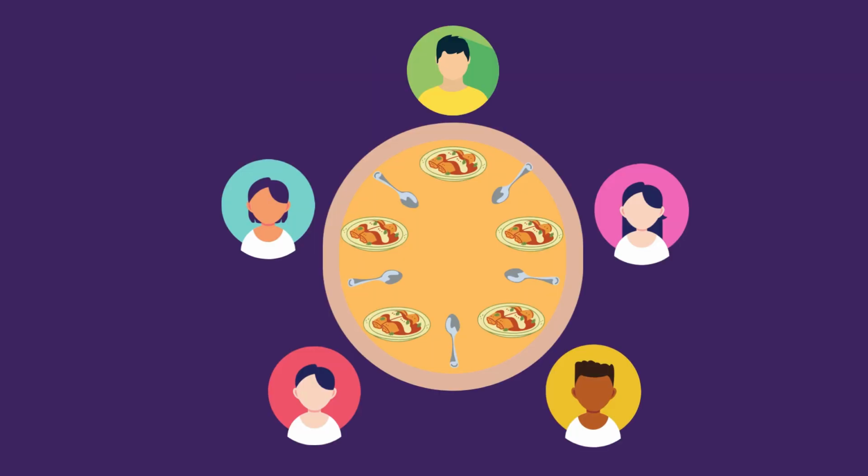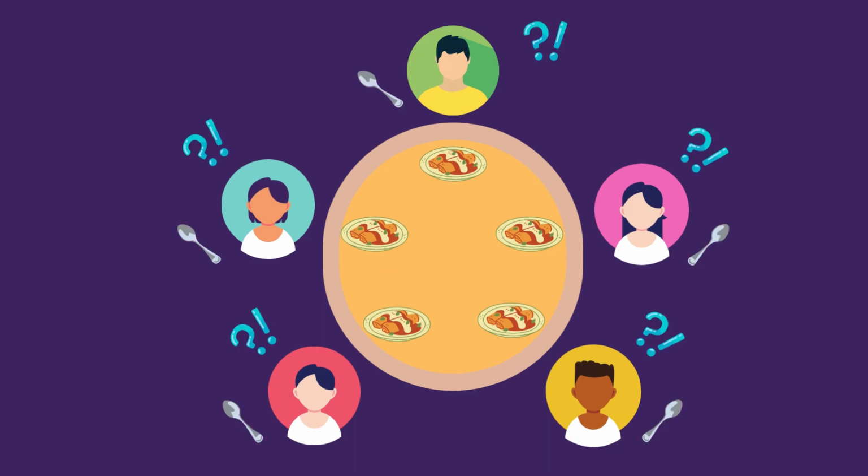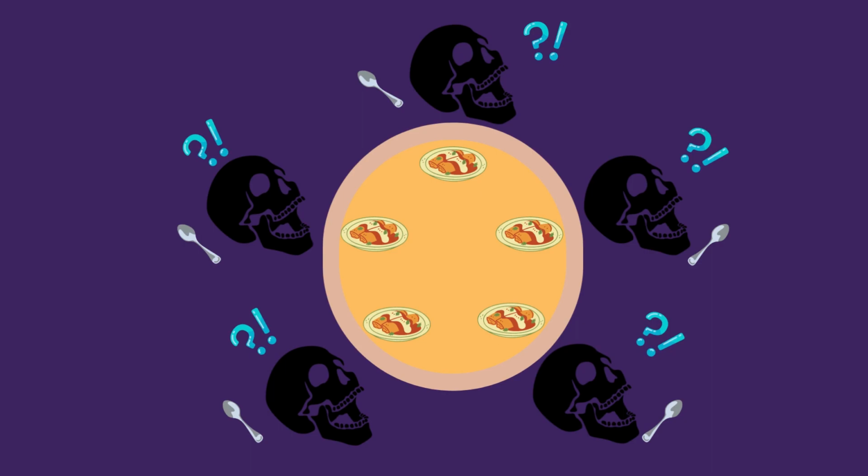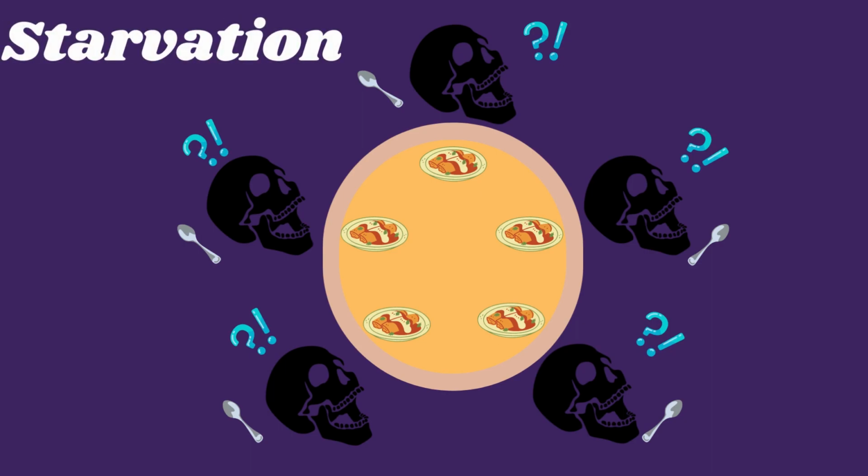But what's deadlock? Back to the situation. Deadlock happens when all 5 people are waiting for the other spoons to appear, but it never will, creating an endless waiting game. From then, if the person waits too long, they will eventually die. Thus, this event is called starvation.